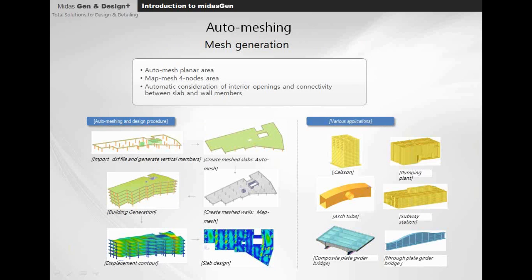Now, the auto mesh feature is also available in MIDAS Gen. This is useful for slab and wall design. MIDAS then automatically meshes the selected slab or wall element, and even the corners are meshed with great accuracy. It automatically adjusts the size of the mesh, and using this feature you can also model caissons, pumping plants, arch tubes, and the underground subway stations can easily be analyzed using this feature.